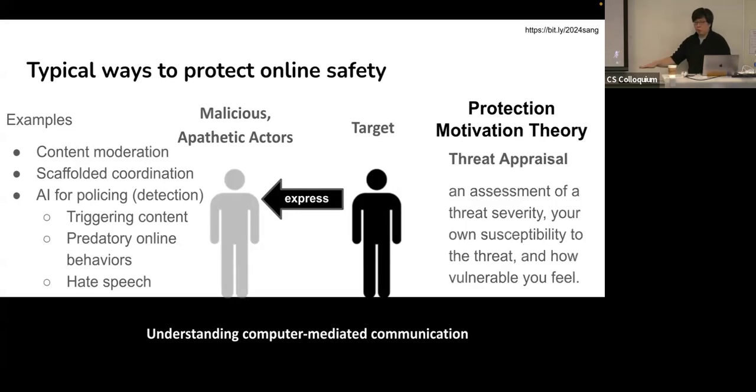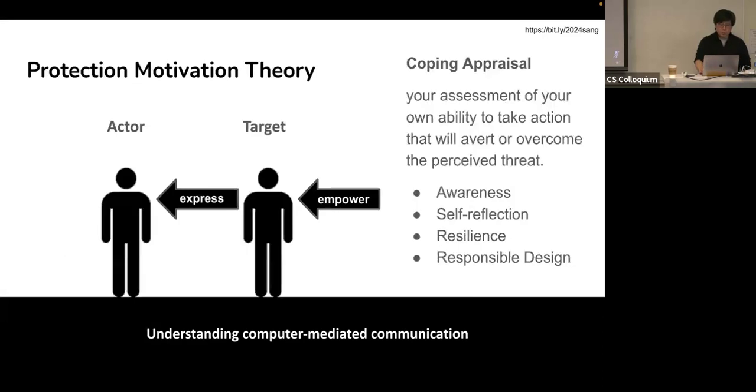So you have to lower the threat. That's one thing, which is what we're doing in the AI and ML experience. The other thing you could do is increase coping. Coping appraisal is the other component of protection motivation theory: your assessment of your own ability to take action to overcome the threat. So raising awareness, self-reflection, resilience, and responsible design are the important targets.